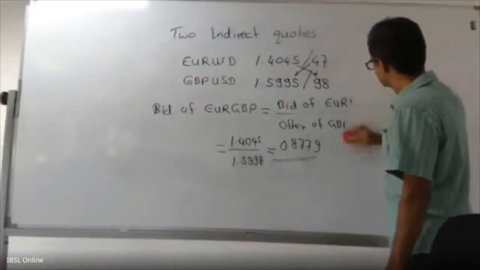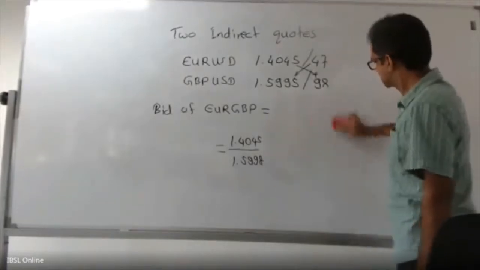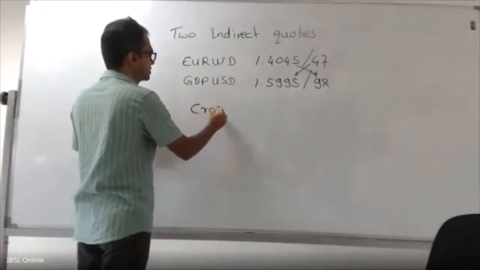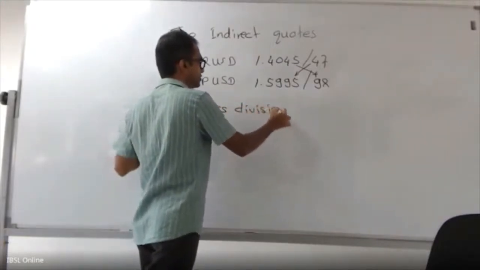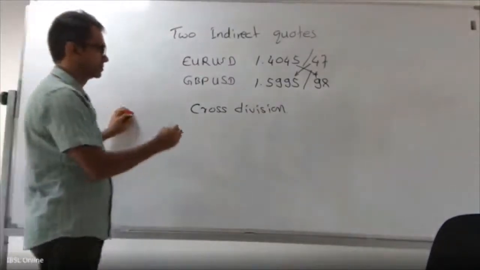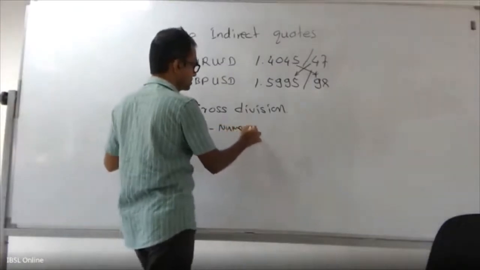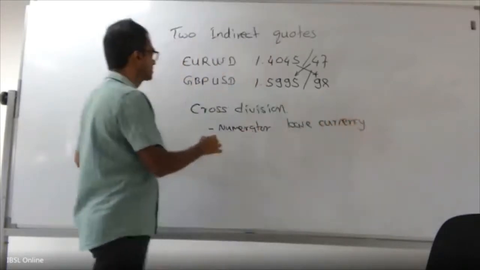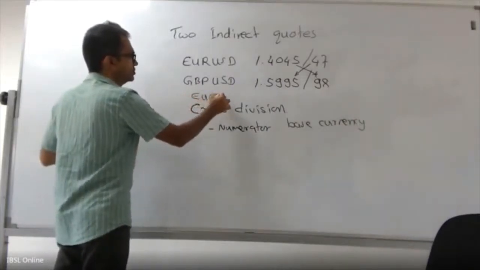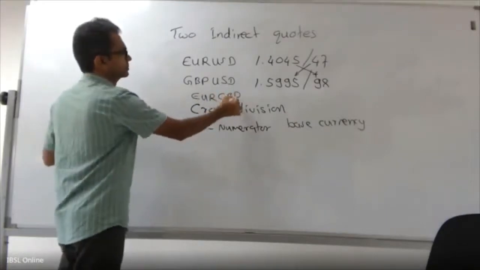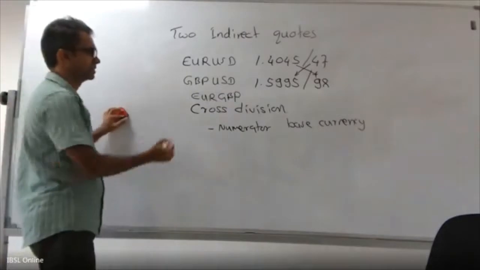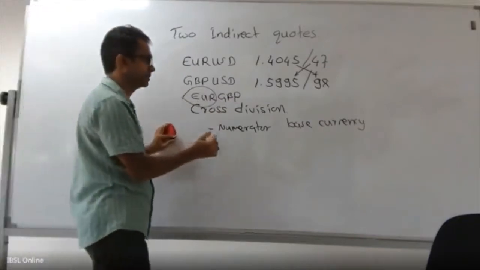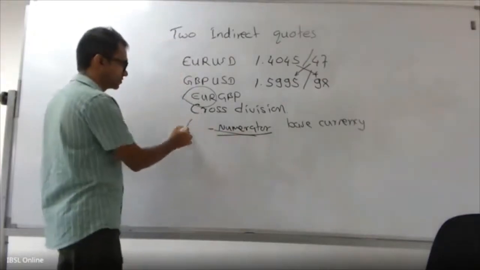Cross division. Rule is cross division or divide across. So numerator should be base currency. Base currency of the new pair. What is the cross pair here? Euro GBP. Whatever the base currency, euro, exchange rate of that against dollar, that should appear in the numerator.